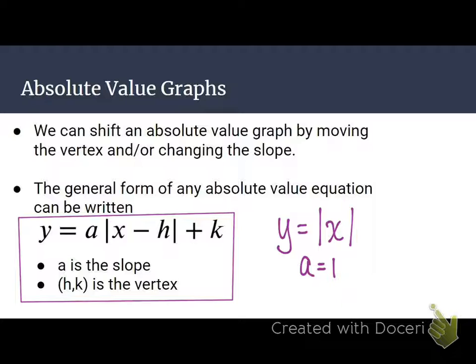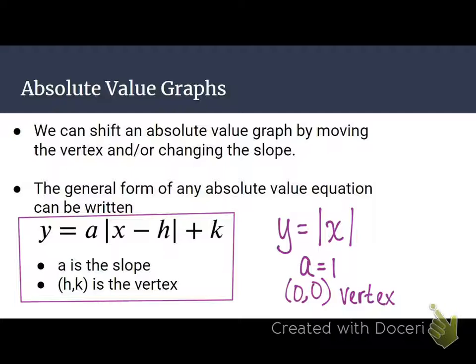Same kind of thing with k. K is outside the bars. Yesterday we worked outside the parentheses. And a positive shifted it up, a negative shifted it down. So our vertex is going to move the same way that our graphs moved yesterday. If we go back to our parent function, we don't have anything inside or outside of the bars. That's why we knew our vertex was at 0, 0 for the parent function.